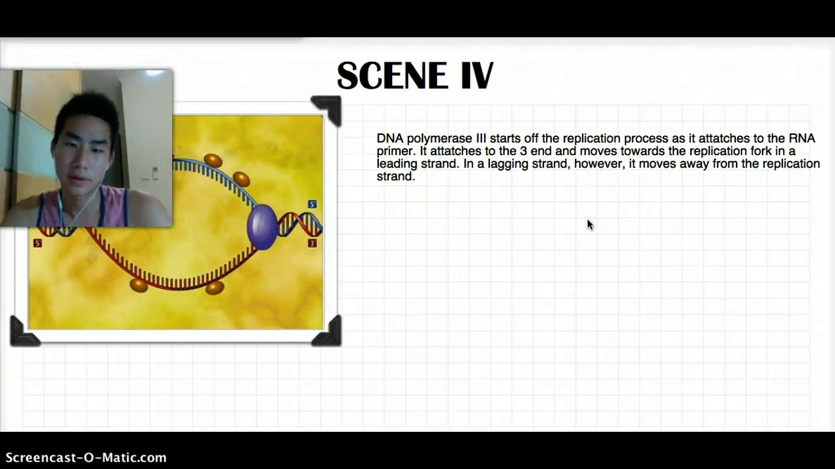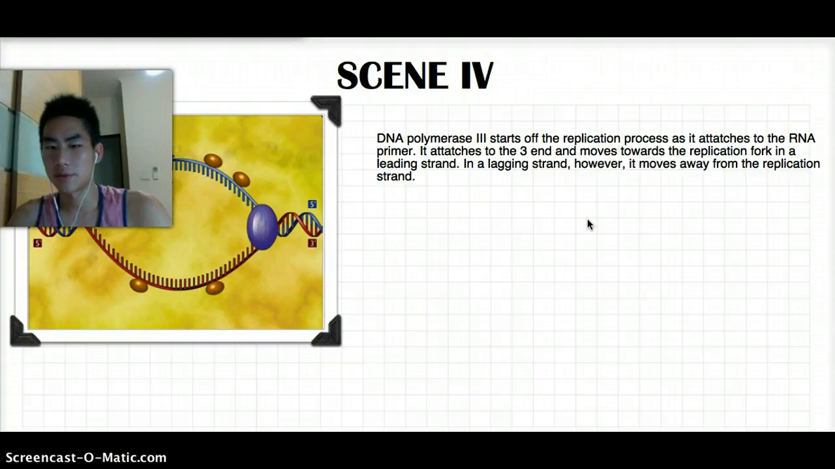Scene 4. DNA polymerase III starts off the replication process as it attaches to the RNA primer. It attaches to the 3' end and moves towards the replication fork in the leading strand. In the lagging strand, however, it moves away from the replication fork.